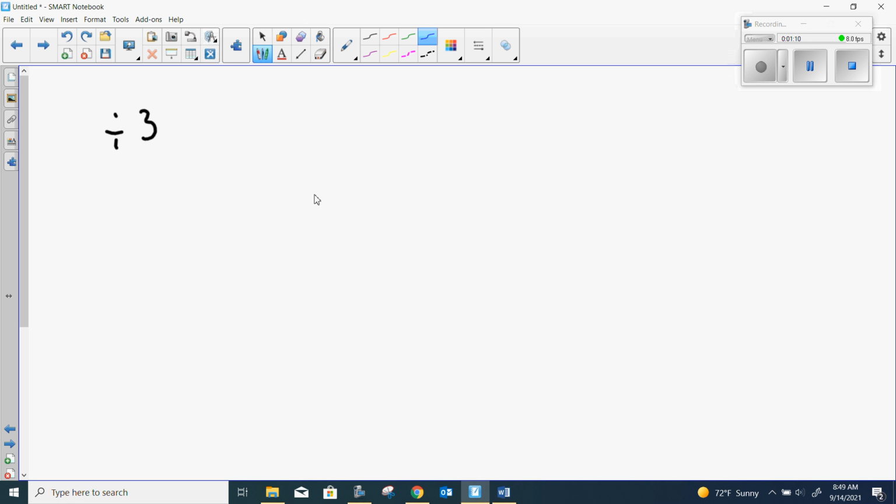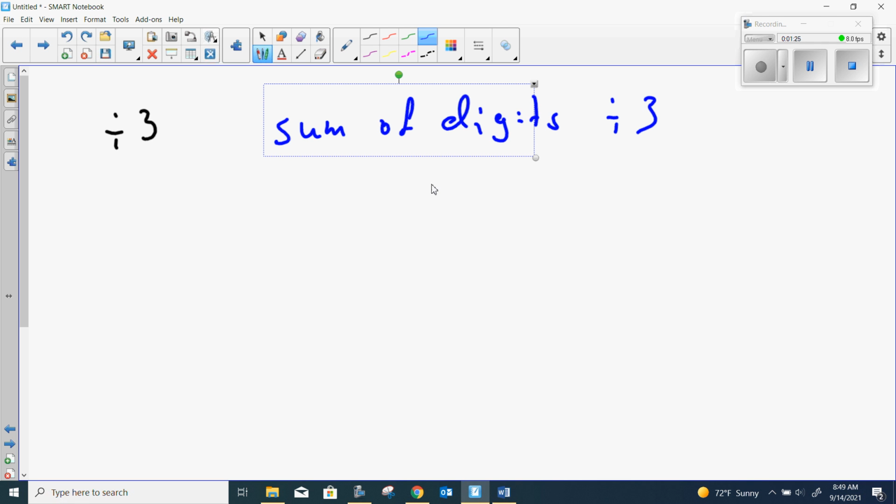How do we know if a number is divisible by 3? Okay, well, the rule there is the sum of the digits is also divisible by 3. Now, when we say the sum, that is a word indicator that means add. Okay, so we're going to add digits and see if they're divisible by 3. So let's take a number. Let's go 27, which most of us already know is divisible by 3.